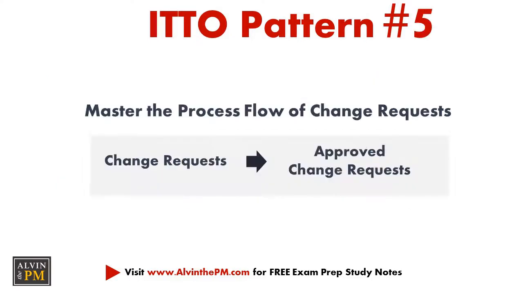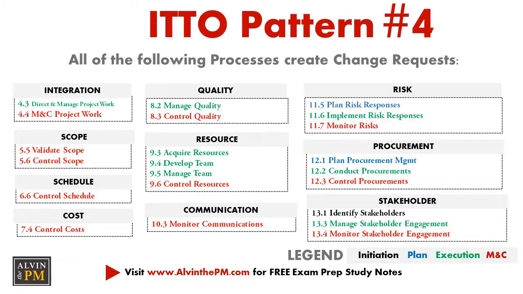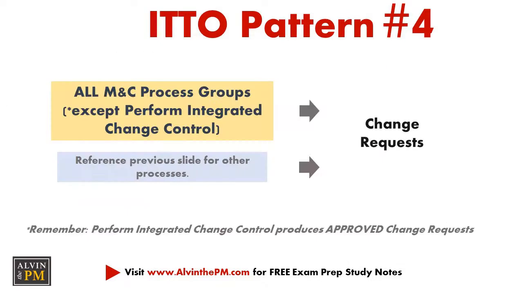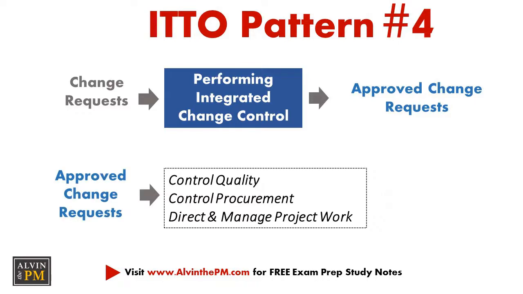For our next pattern, be sure you understand the flow of how change requests are created and approved. Change requests are created from all of the processes shown on this slide. Pause this video and make sure you can recognize what some of these key patterns are. From here, you can see that all monitoring and controlling processes, except for perform integrated change control, produce change requests. These change requests are inputs into performing integrated change control, are reviewed by the change control board, and ultimately become approved change requests. The approved change requests then become an input into 3 processes: control quality, control procurement, and direct and manage project work.